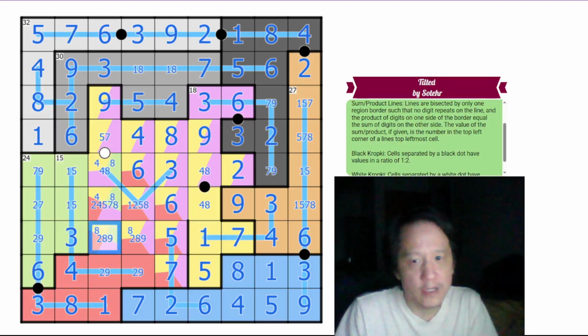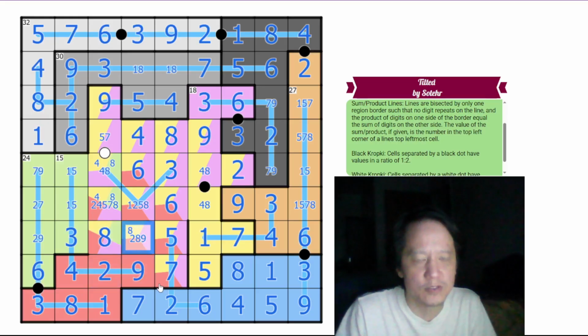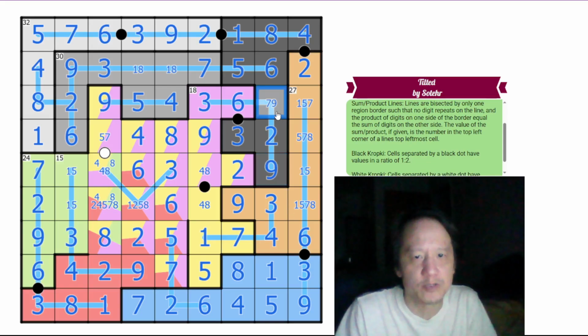Okay, so 9 cannot be here. This is 2. This makes that 9. This can't be 2 or 9, so that's 8, which means this can't be 2, 8 or 9, so that's 2, which makes this 9, which makes that 7. That's 2. 7 eliminates 7 here, so that's 9, which makes this 7. This can't be 5 or 7, so that's 1. This can't be 1, so it's 5, which means this can't be 5, so that's 1, which makes that 5.